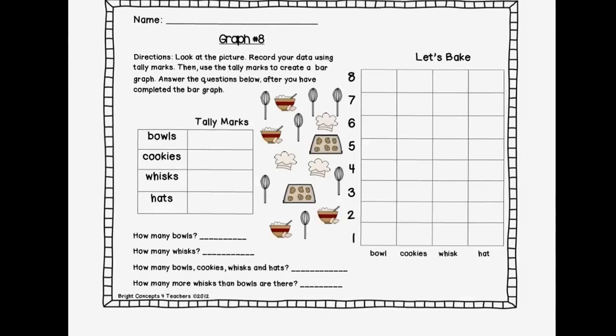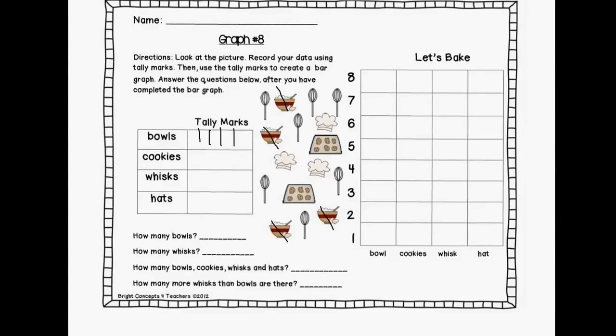The first word says bowls. So let's count up the bowls. There are 1, 2, 3, 4 bowls. So I need 4 tally marks. 1, 2, 3, 4. Great.